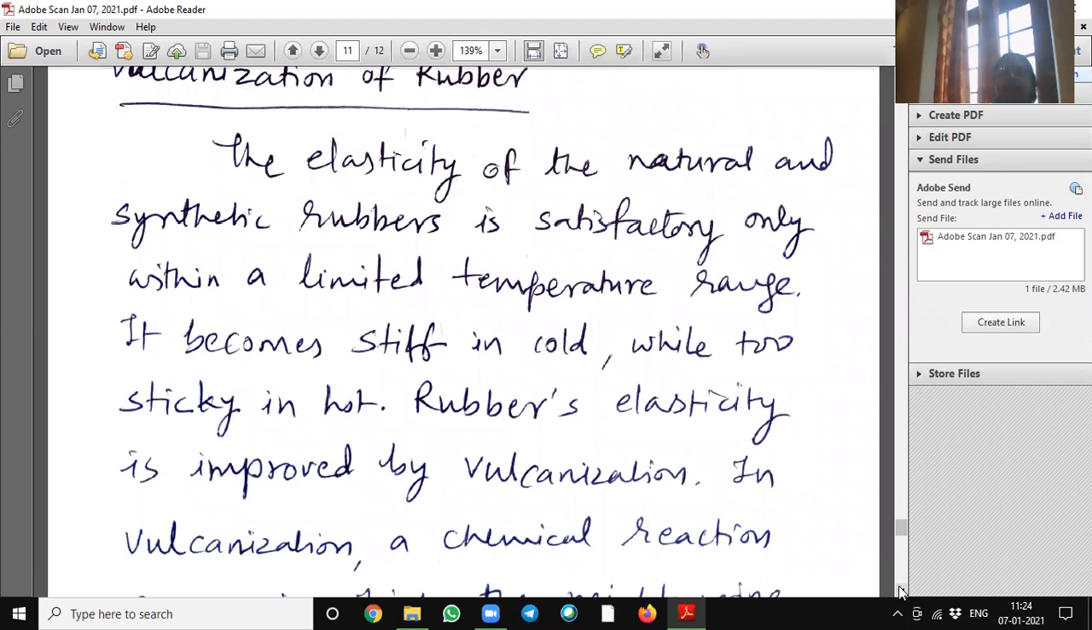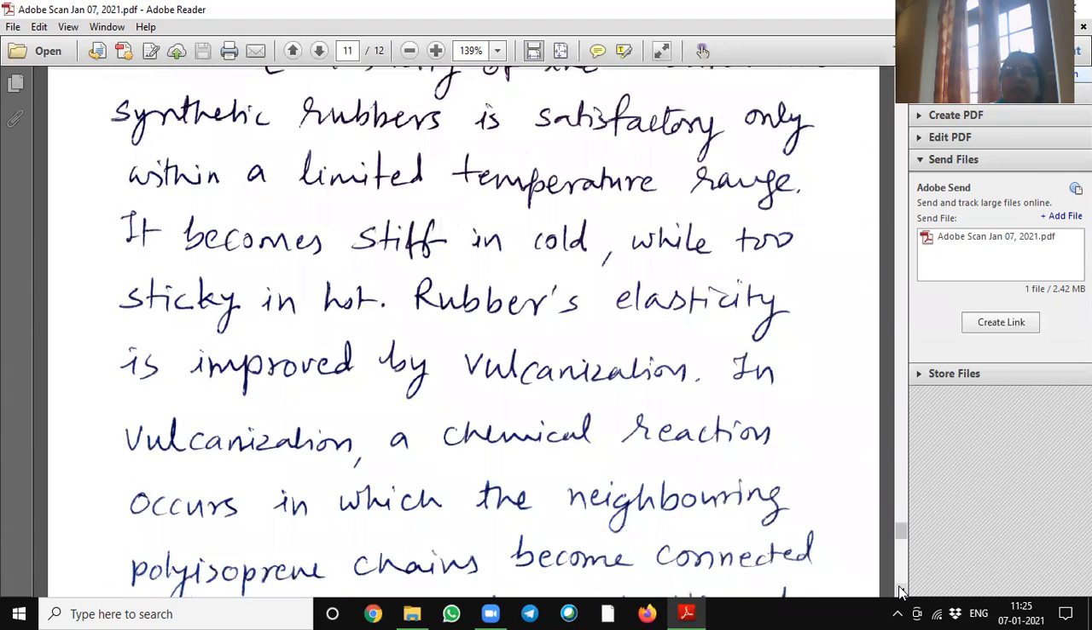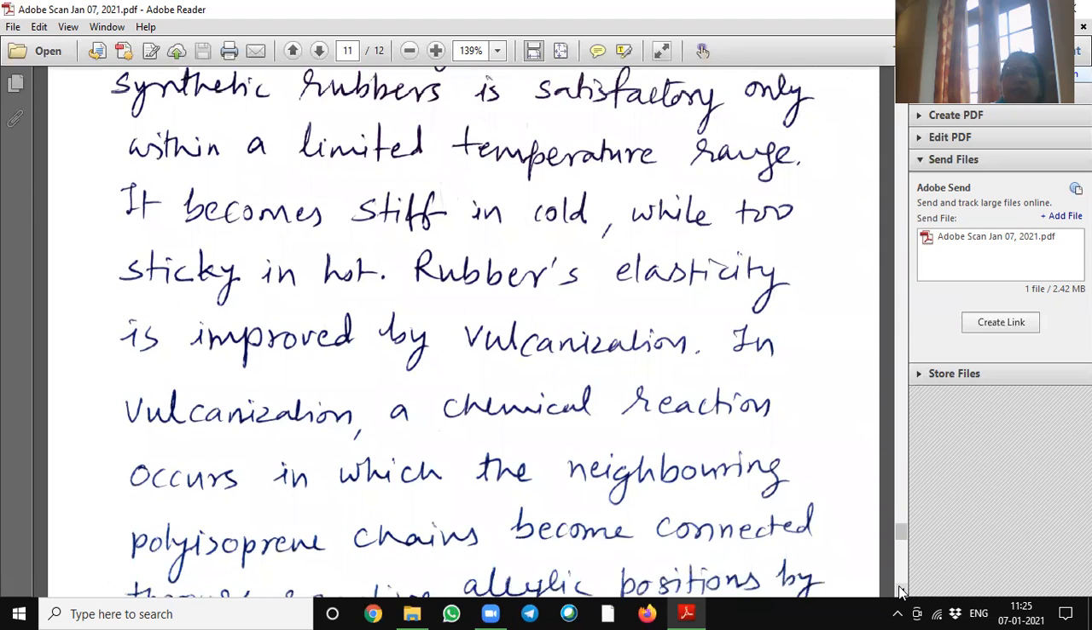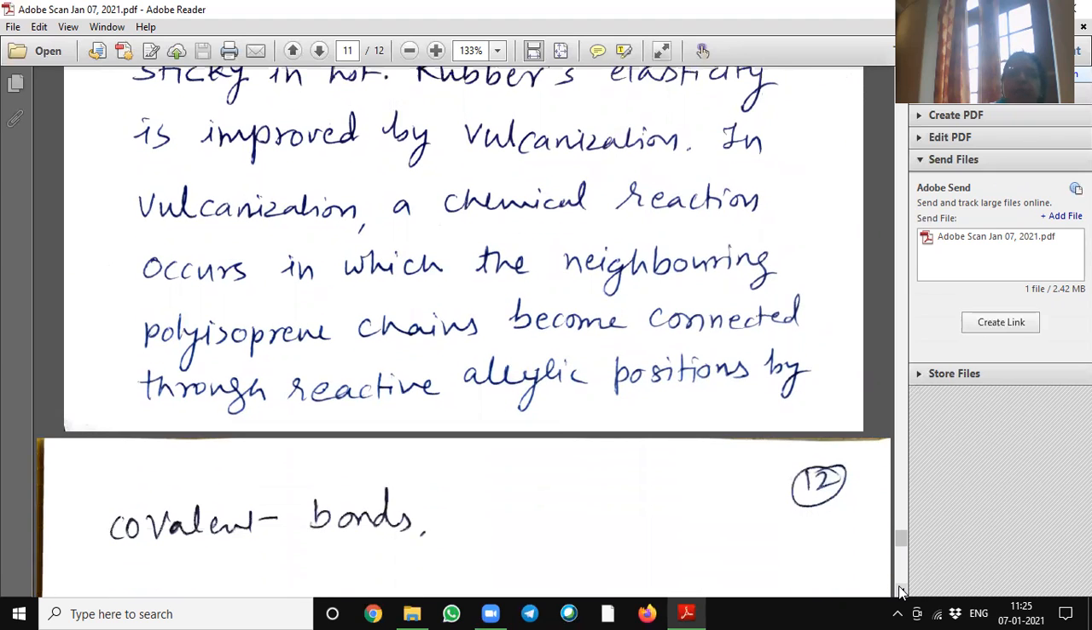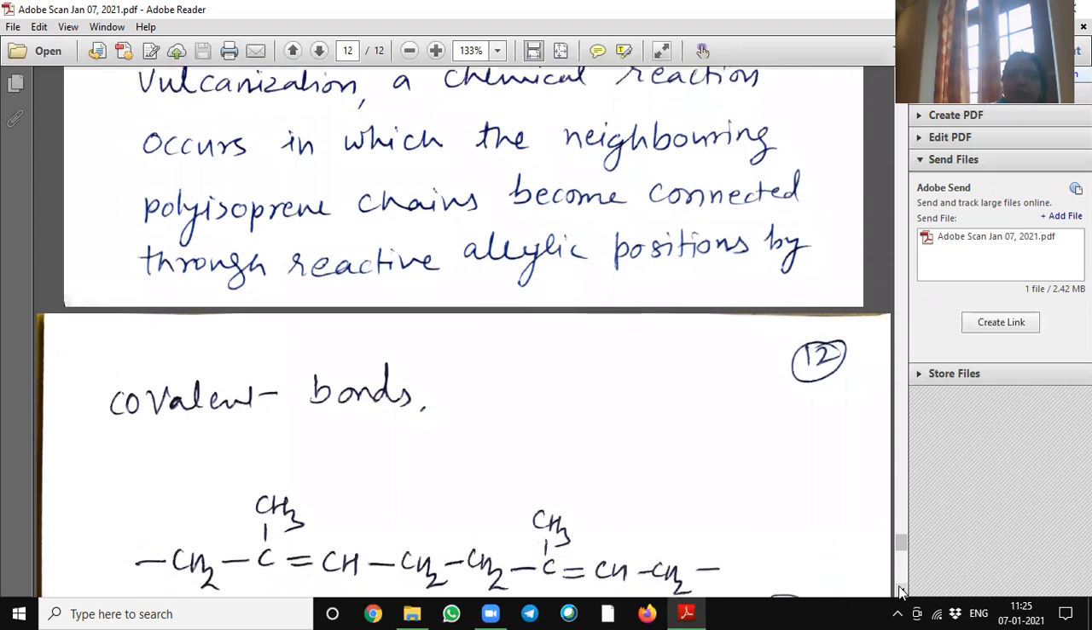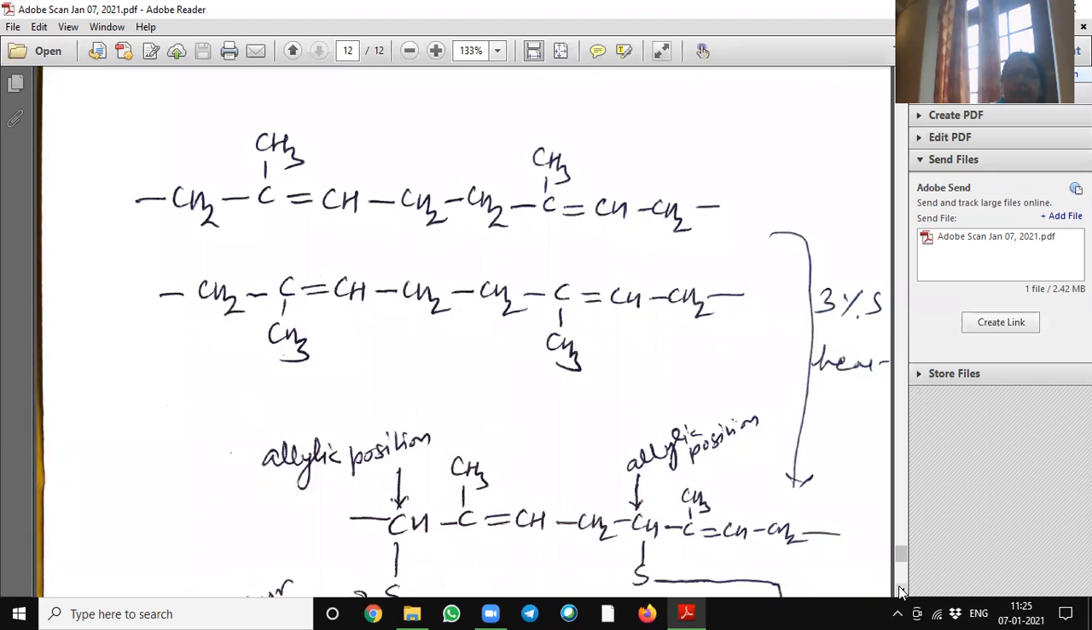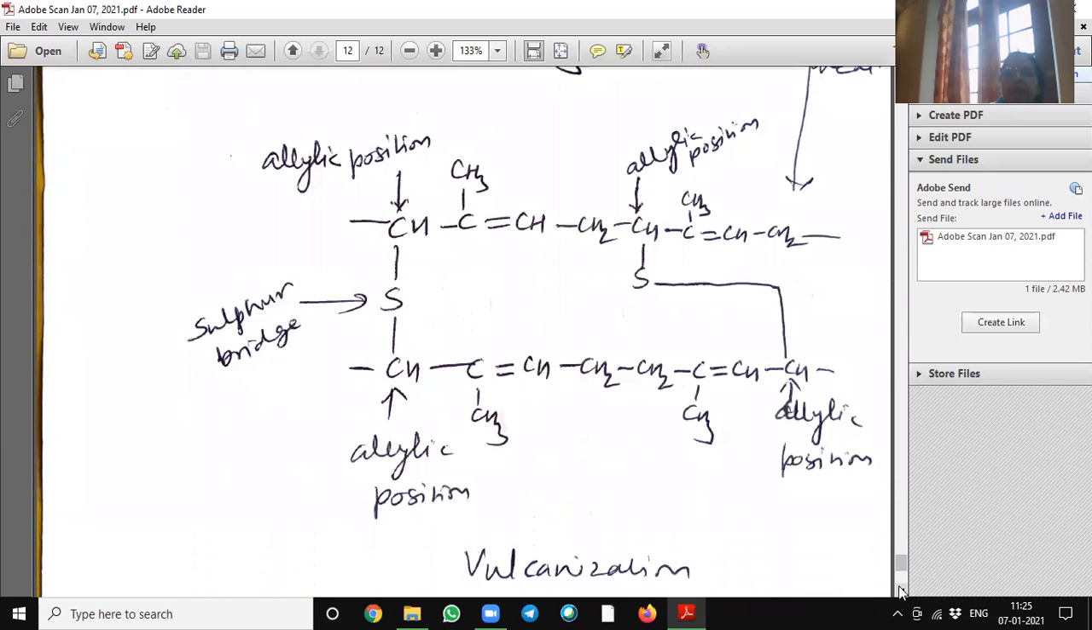Vulcanization of rubber. The elasticity of the natural and synthetic rubbers is satisfactory only within a limited temperature range. It becomes stiff in cold while too sticky in hot. Rubber's elasticity is improved by vulcanization. In vulcanization, a chemical reaction occurs in which the neighboring polyisoprene chains become connected through the reactive allylic position by covalent bonds. See here the sulfur bridges. So 3% of sulfur is added for vulcanization.